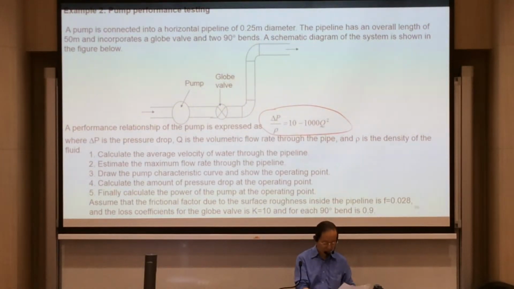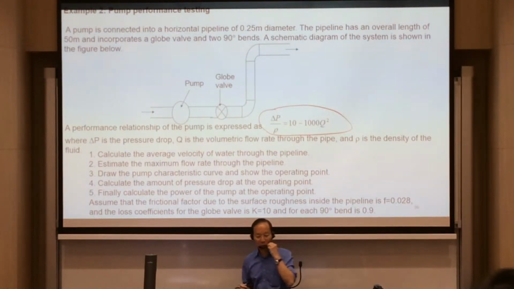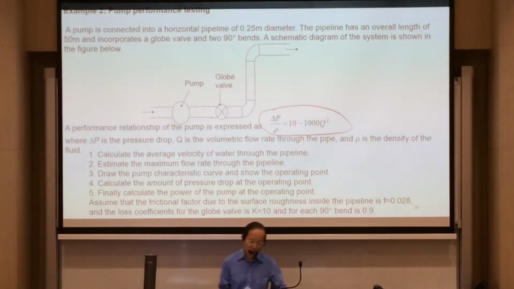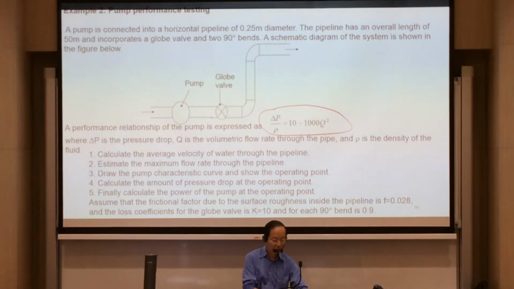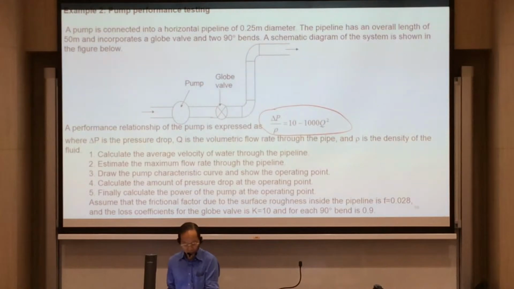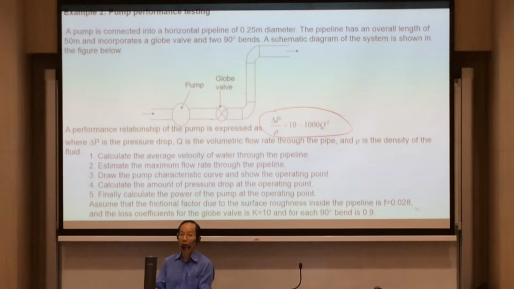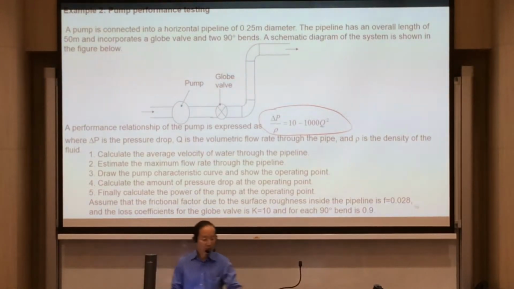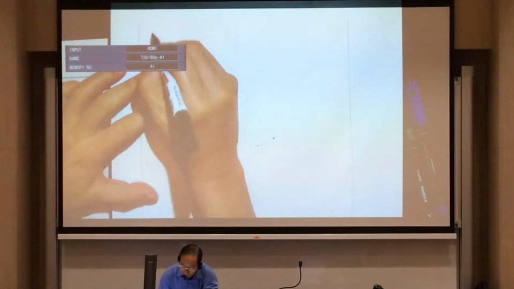The first one, calculate the average velocity of water through this pipeline. Average velocity of water through the pipeline. How do we start? It's very important in the exam as to how to start. If you don't know how to start, you're just wasting time thinking, you know. So, first one.